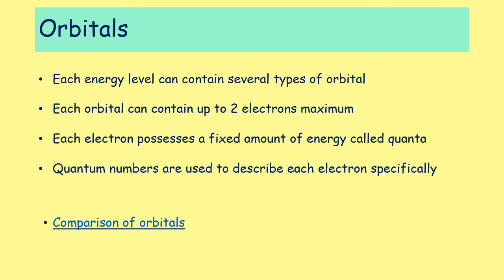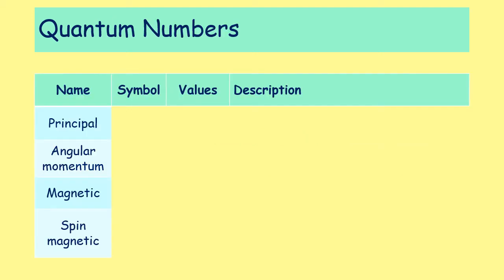And we've already gone over a comparison of orbitals. If you're watching this presentation live, you can click on that link and it'll take you to a website that allows you to look in 3 dimensions at the orbitals. So now what we're going to look at are the quantum numbers, and there are 4 quantum numbers.